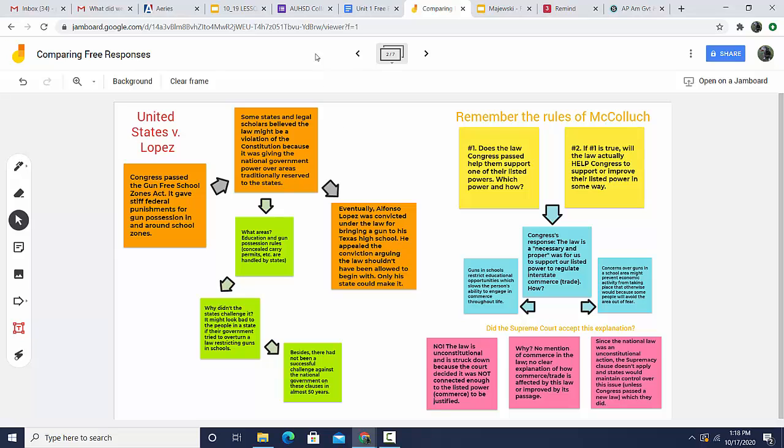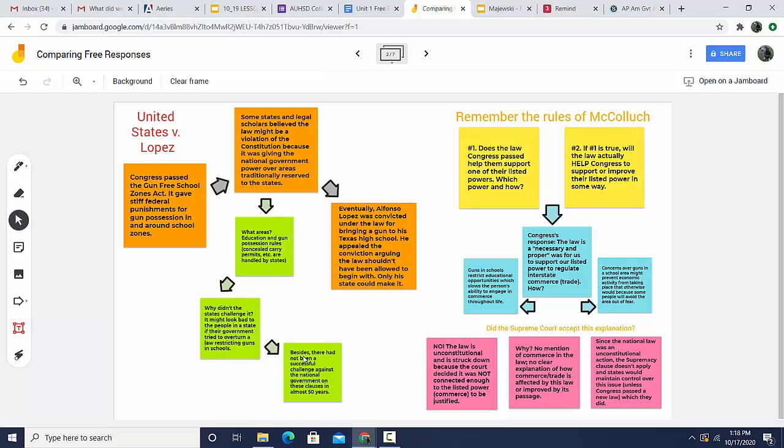So why didn't the states challenge it, you might ask? Well, it would kind of look bad, maybe, to the people in a state if their own state government tried to overturn a law restricting guns in schools, particularly after there were some pretty harsh shooting incidents in schools.